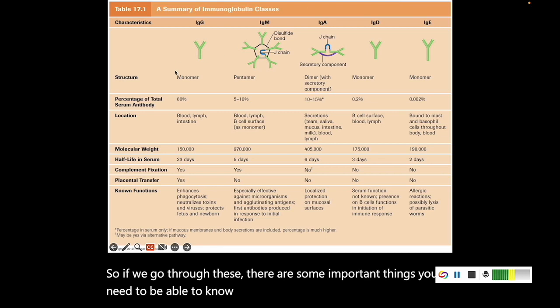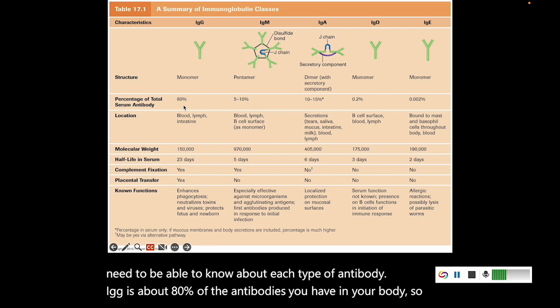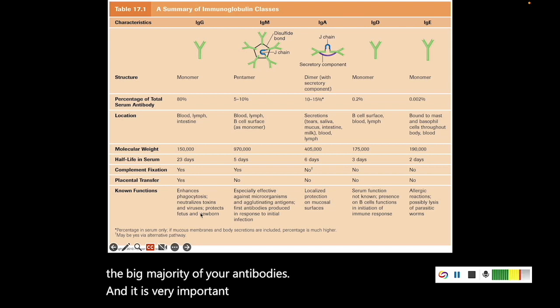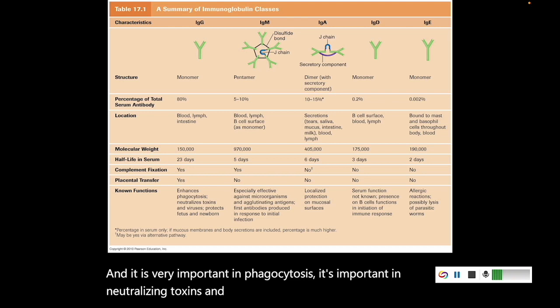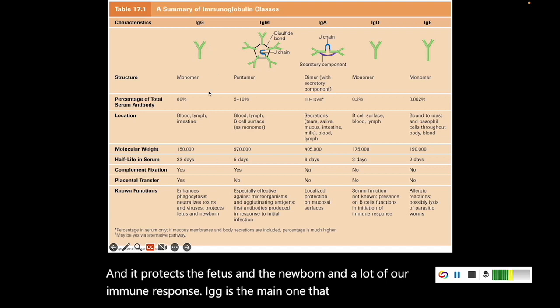IgG is about 80% of the antibodies you have in your body. So it is the big majority of your antibodies. And it is very important in phagocytosis. It's important in neutralizing toxins and viruses. And it protects the fetus and the newborn. In a lot of our immune response, IgG is the main one that's going to be acting in that immune response.